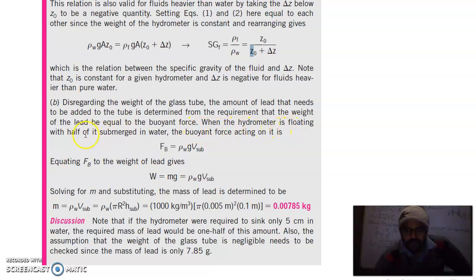When the hydrometer is floating with half of it submerged in water, the buoyancy force acting on it is, so buoyancy force is equal to density of water times gravity times volume submerged. Now equating this to the weight of the lead, the weight of lead is equal to mass times gravity. So when you equate this equation with this, the gravity will cancel out. We will get this equation here: mass is equal to density of water times volume submerged. We know the density of water already. The volume submerged is equal to pi r squared times the height of the tube submerged.